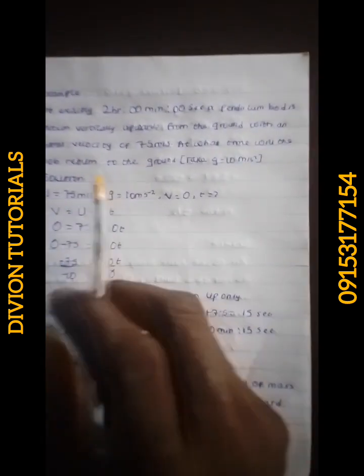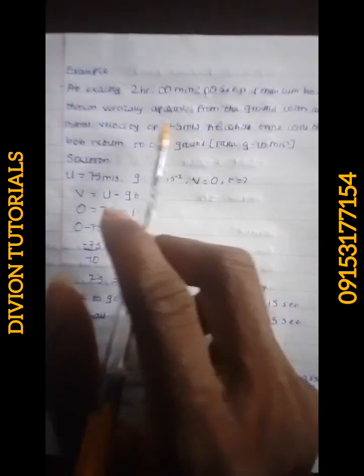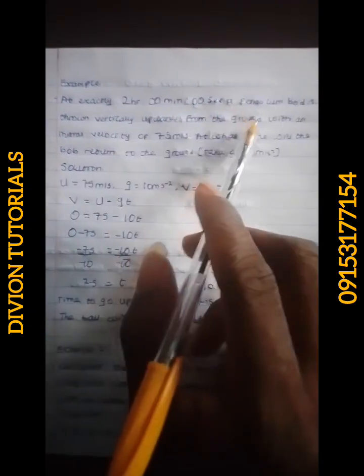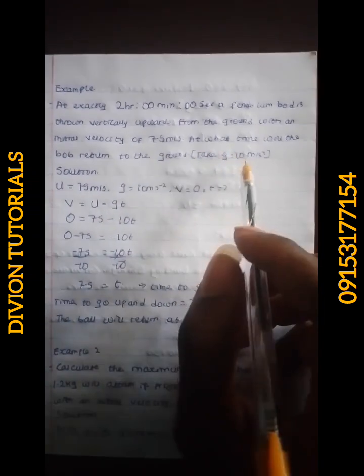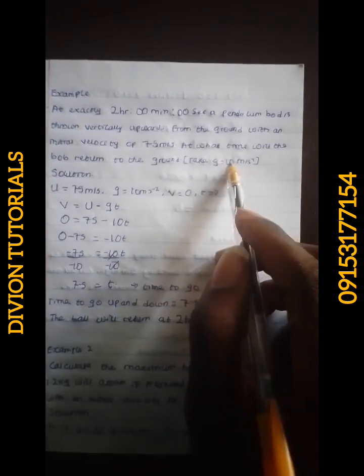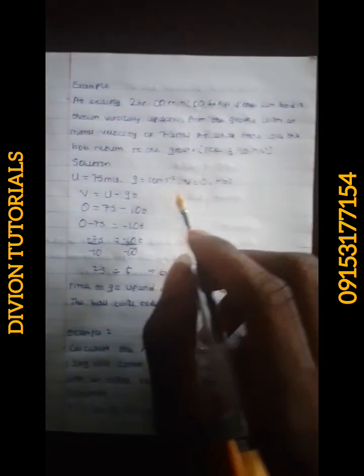So we'll first check. I told you anytime you want to solve motion, you bring your parameters out. What do they give me in the question? Initial velocity, u equals what? 75 meters per second. g equals 10. If they don't give you, just know that g equals 10 is a constant.